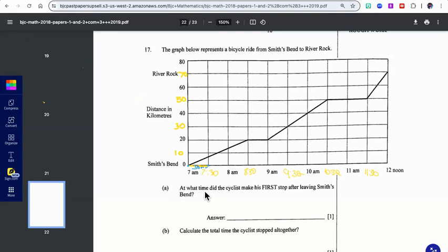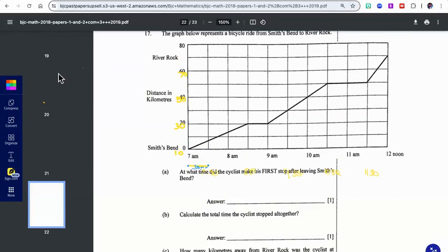A says, at what time did the cyclist make his first stop after leaving Smith's Bend? Remember, what did I say a stop is? How would you recognize a stop? You would recognize a stop by a flat line. Good. Or Kaden said the dent in the line. Yes, but I said you would recognize the stop by the flat line. So where are my stops? My stops would be here. This would be another rest period or another stop.